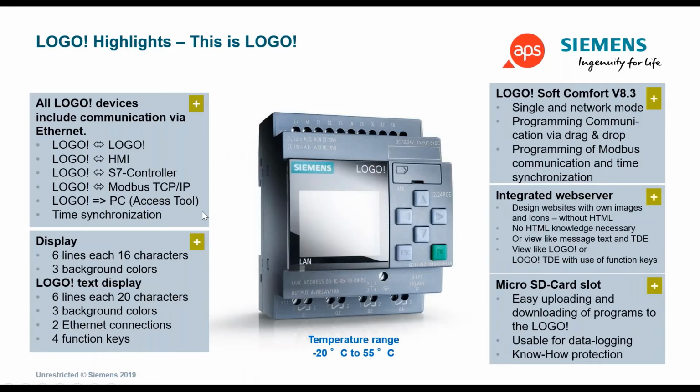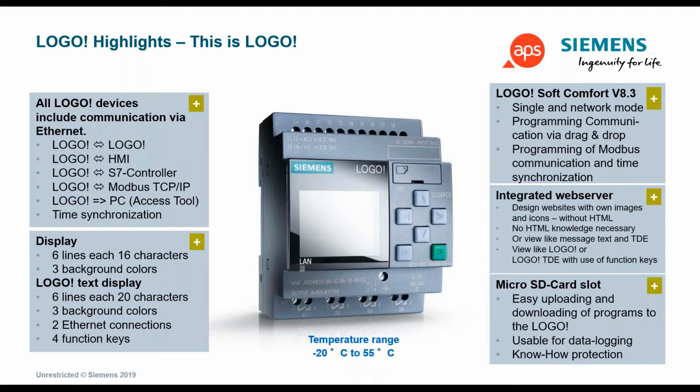Additionally, some of the highlights of the LOGO: we can have LOGO to LOGO communication. We can also have what we call LOGO to HMI communication, so to a panel or comfort panel. We can have LOGO to S7 controllers, so that could be the 1200 or 1500. We can also do LOGO to Modbus TCP, and this can be any third-party Modbus TCP devices. And finally, we also have LOGO to PC, and that's to do with time synchronization, but also to download the program.